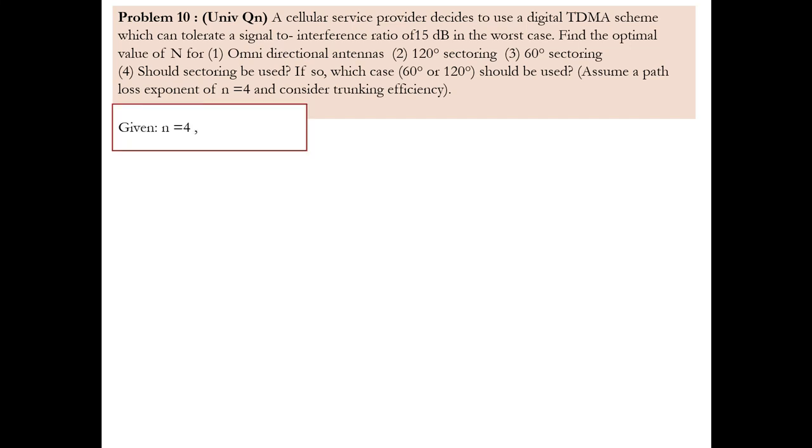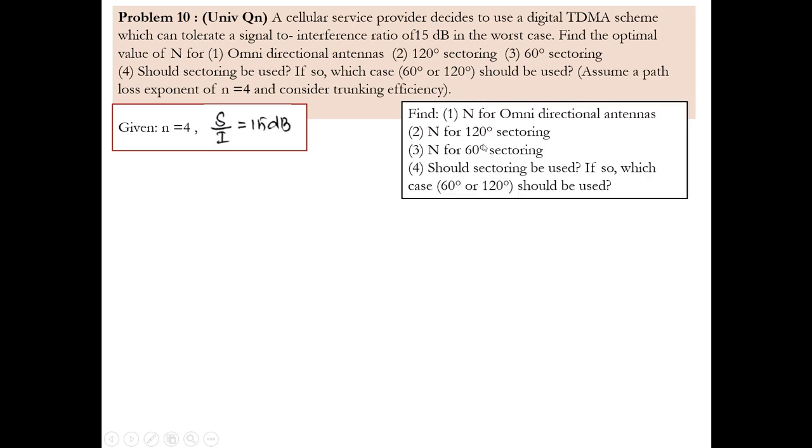So let's see how to solve this problem. Let us write down the given values. The path loss exponent is given as 4 and the signal to interference ratio is given as 15 dB. They have asked us to find n, that is the cluster size, for 3 different cases, that is 120-degree sectoring, 60-degree sectoring, and for omnidirectional antennas. And also they have asked which type of sectoring will be advantageous if at all we are using sectoring.